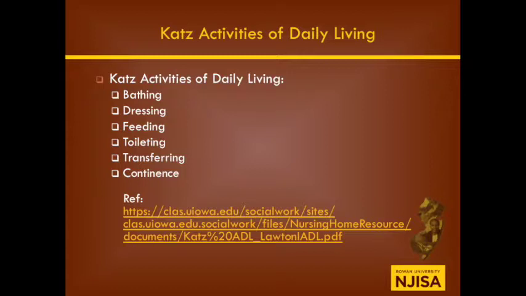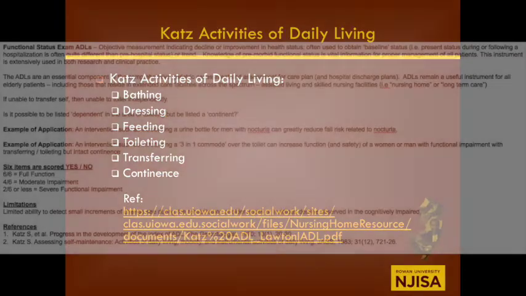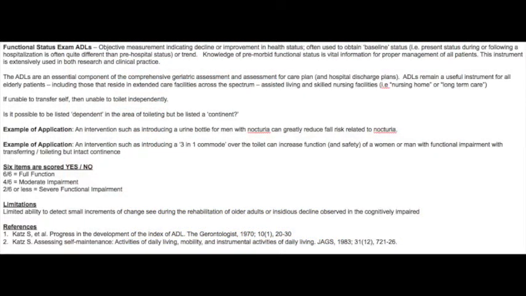Starting with the Katz activities of daily living, there is a reference in your PowerPoint where if you click on it, it will give you a little bit more detail in terms of what defines being independent versus requiring assistance versus completely dependent in terms of these 6 activities of daily living. The 6 activities of daily living are bathing, dressing, toileting, transferring, continence, and feeding. However way you want to remember that, you will see this again in your 3rd year in the geriatric clerkship.